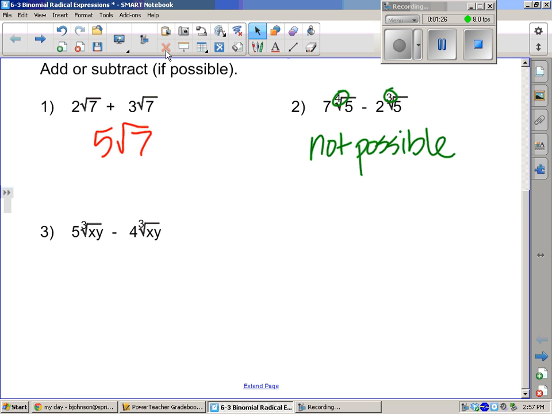All right, last one here. Look at the index number, the little 3, and then what's under the radical. They're the same, so we should be able to do this. 5 minus 4, that just leaves one of them. You don't have to write the 1, so it's just cube root of x, y.